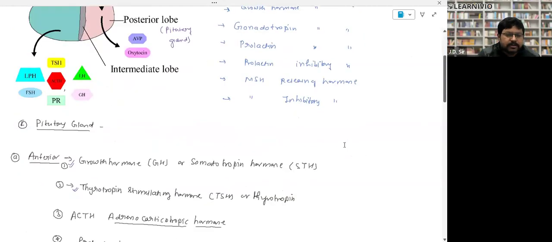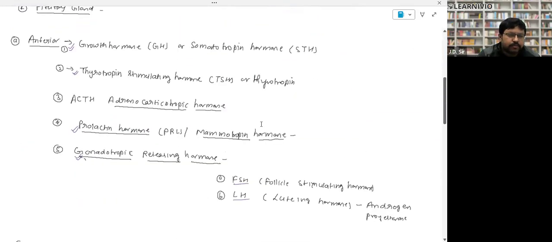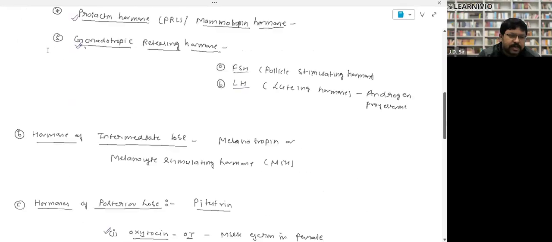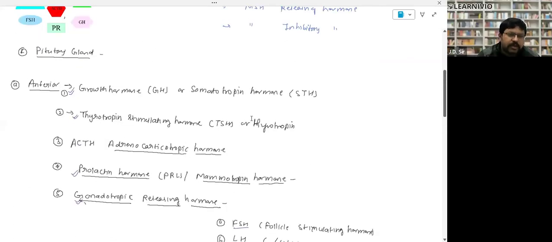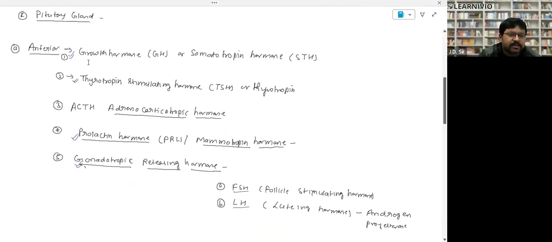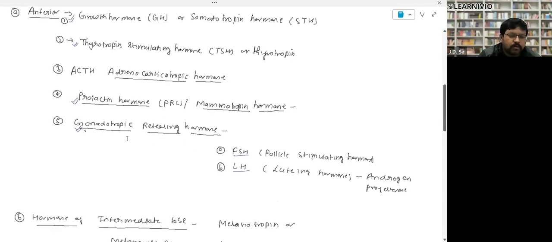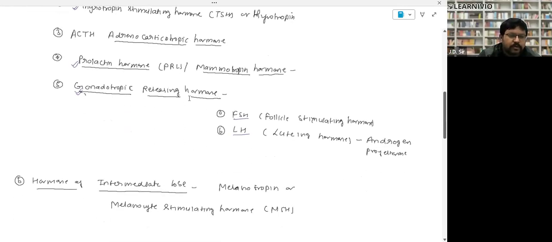Okay, great. Now the next gland is the pituitary gland. The pituitary gland has basically three parts, as we discussed: the anterior part, the intermediate lobe, and the posterior lobe. The pituitary gland is called the master gland. It controls all the glands of the body. The anterior part releases growth hormone or somatotropin, thyroid stimulating hormone, ACTH or adrenocorticotropic hormone, prolactin or mammotropin hormone, and gonadotropic hormones. Out of these, two hormones you need to remember: FSH and LH, follicle stimulating hormone and luteinizing hormone. These are secreted by the pituitary gland.